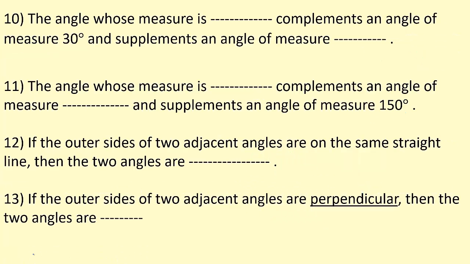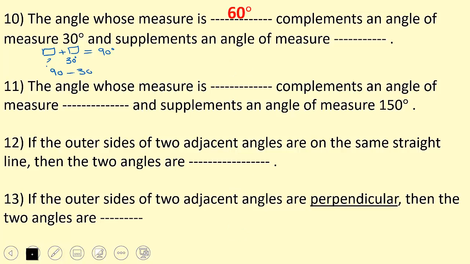Number 10. The angle whose measure is what complements an angle of 30 degrees and supplements an angle of measure what? Again, let's remember that two angles are said to be complementary if they sum up to 90 degrees. So if I have one of them equal to 30 degrees, how can I find the other one? Simply I'm going to make 90 minus 30. So in this case, the measure of the main angle is 60 degrees.